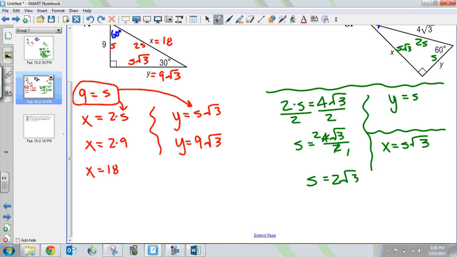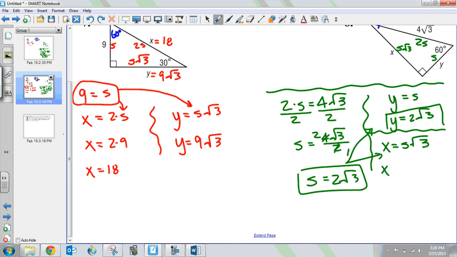Okay? So now, because I have a value for S, I can plug it in for Y and in my equation for X. So I know simply that Y over here is equal to just 2 times the square root of 3. Okay? And that's pretty easy. Once I find what S is, I can just plug this in. Over here, it's a little bit trickier.